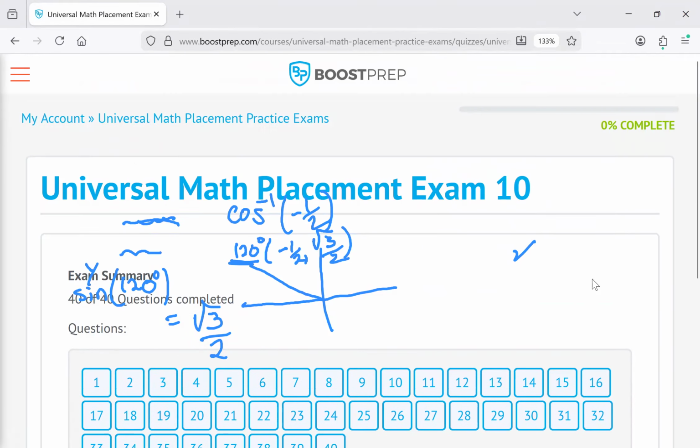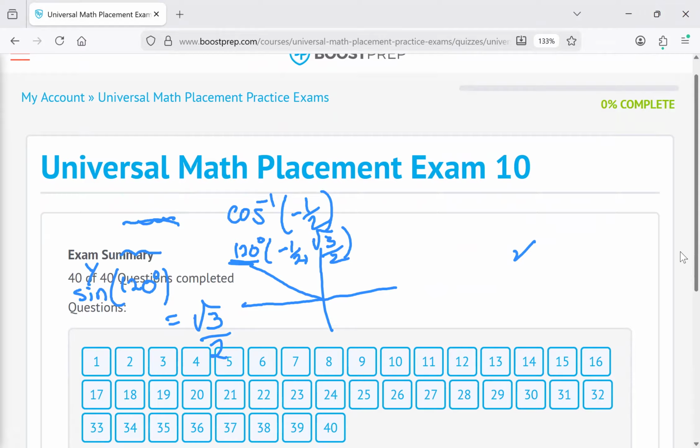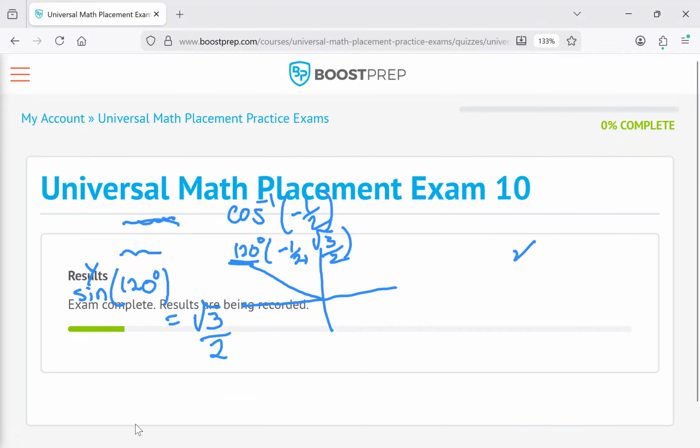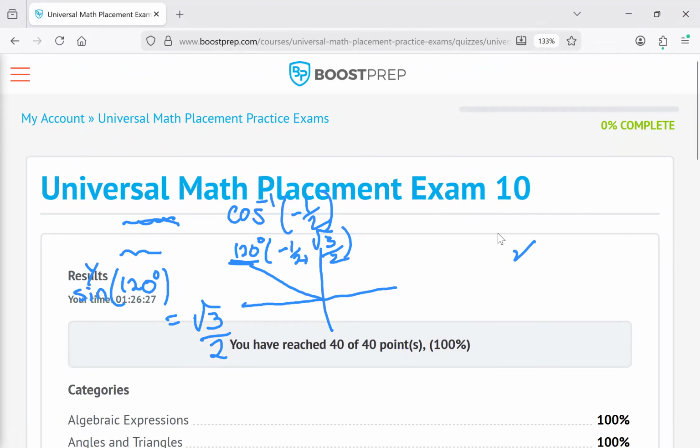Well, let's check our work. I think, yeah, I'm always going to check my work. Should get 100, but let's see. Yay, you got 100. Okay. So this is the Universal Math Placement Exam 10. So I'm going to stop here.